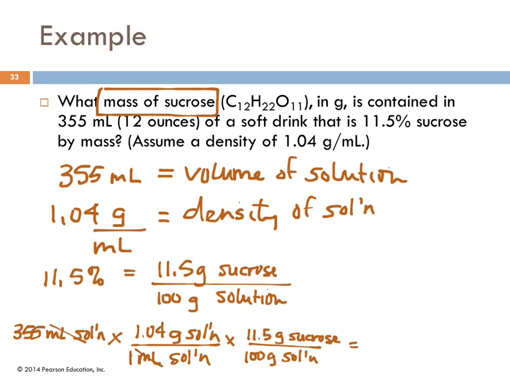355 times 1.04 times 11.5 divided by 100 is 42.5. 42.5 grams of sucrose in a 12-ounce soda. That's a lot of sugar. Any questions? Pulling the numbers out, looking at the units, putting them together. There's no equation, it's just the units.